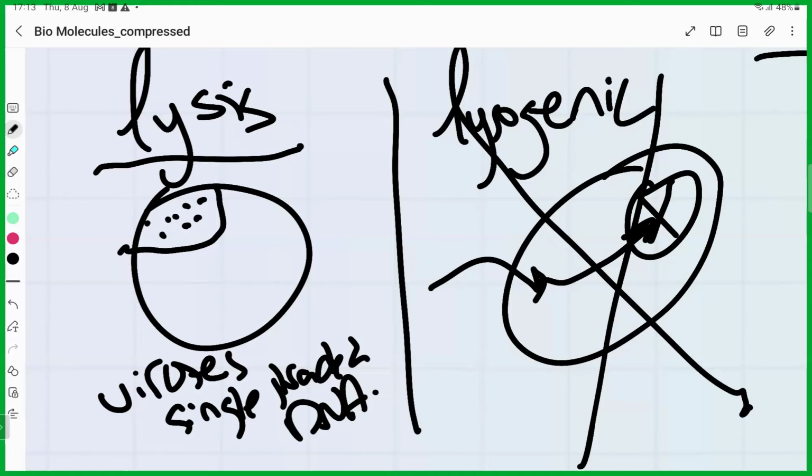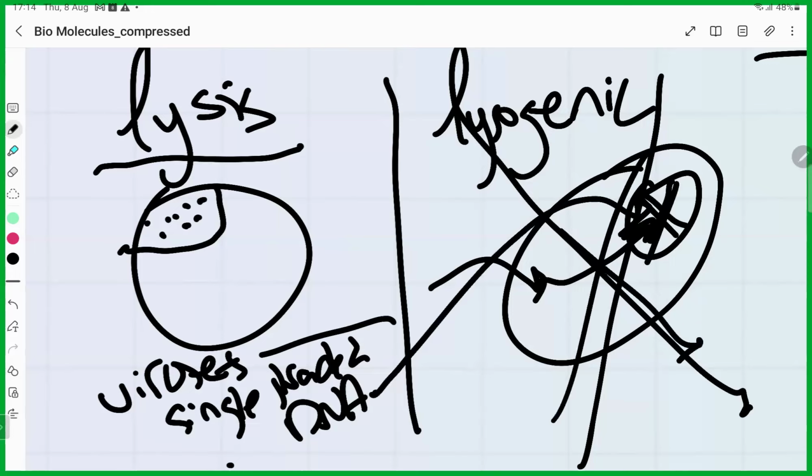So why does the lysogenic cycle happen? How does the lysogenic cycle occur? The main reason is that they have single-stranded DNA, and as we said, the nucleus just accepts single-stranded molecules. That's why it's super easy for them to insert their DNA inside the DNA, modify it, and kill the cell.